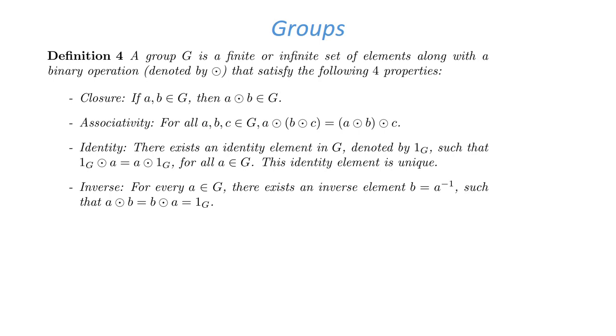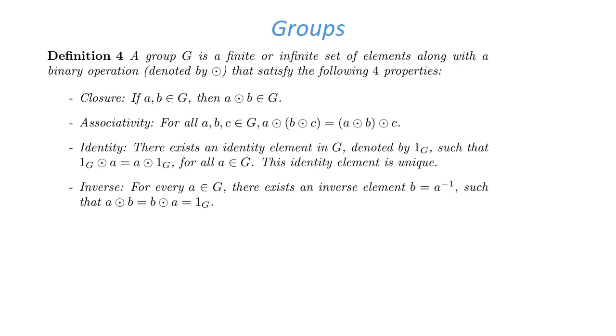We are now ready to introduce what groups are. A group G is a finite or infinite set of elements along with a binary operation denoted by a circle with a dot inside. This just generically means any group operation that satisfies the following four properties. The first property is closure. What closure says is that if I take two elements from the group and apply the group operation to them, then I get another element which is also in the group.